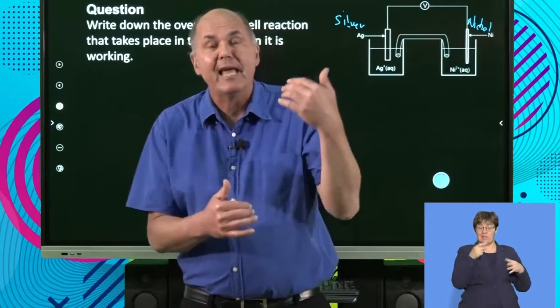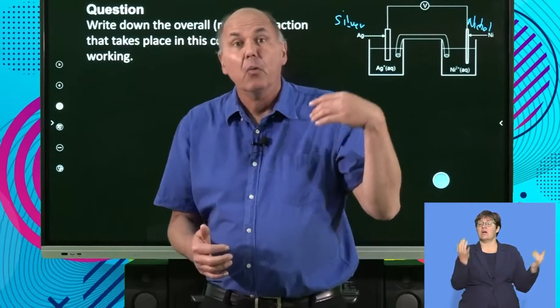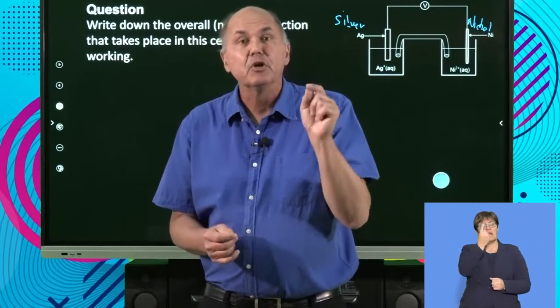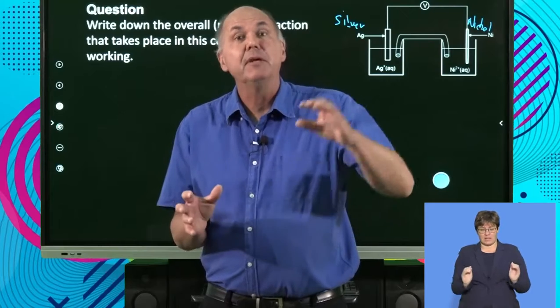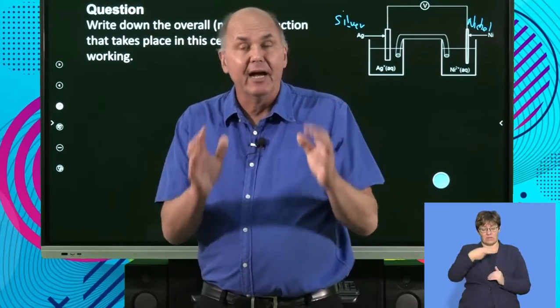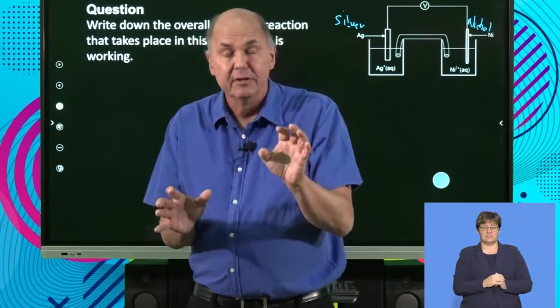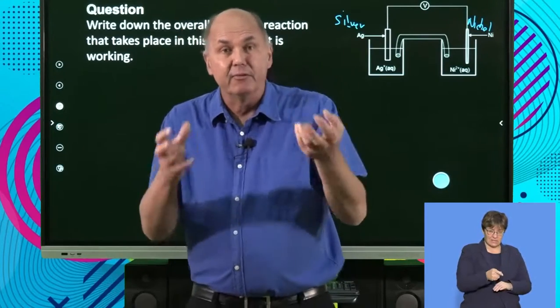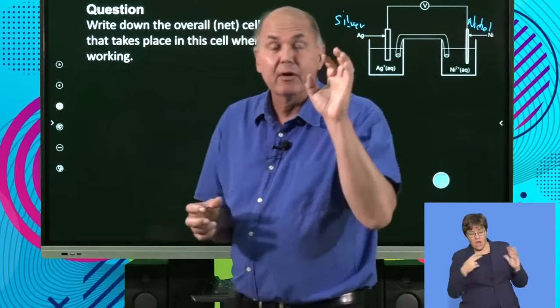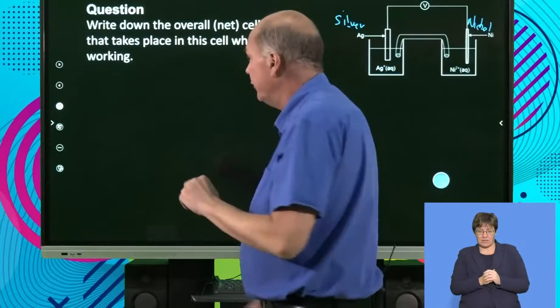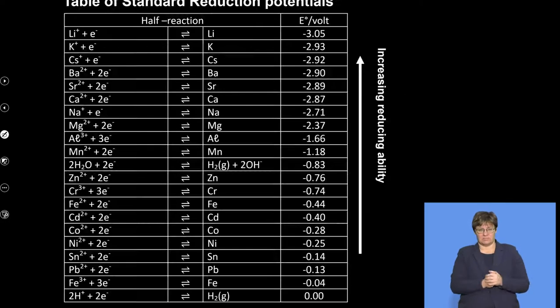Now remember, this table of standard reduction potentials was originally calculated because each of these half cells has been compared to the standard hydrogen potential cell, the standard hydrogen electrode. And based on that, we've been able to get quantitative readings of the differences. And that's what's found in our table.